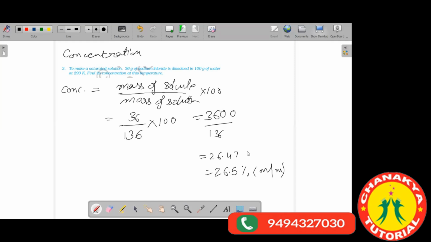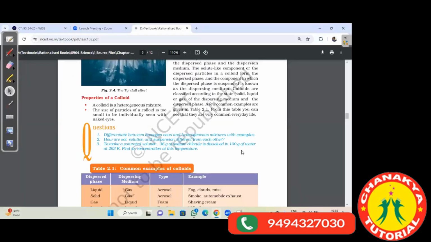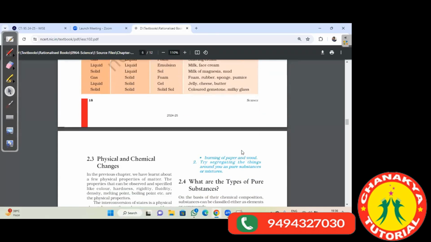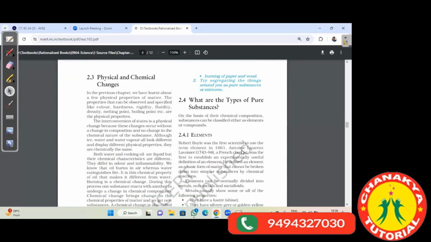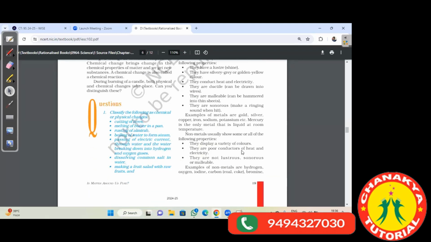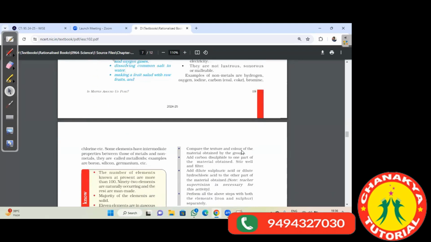Now see, our next part is separation of the substances. These things we have already discussed. Let's now come to the physical and chemical changes, and then we will come to elements, compounds, and mixtures of elements and compounds also.